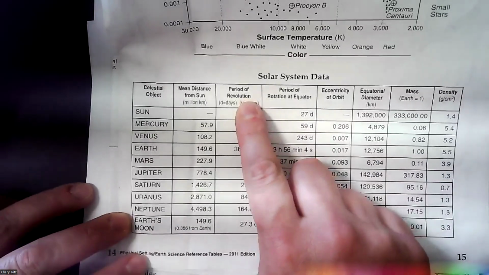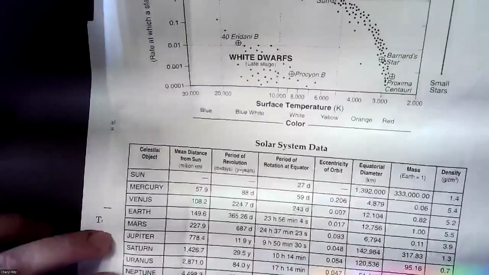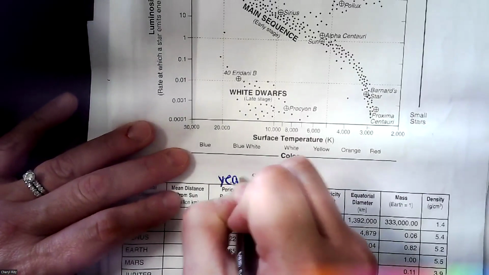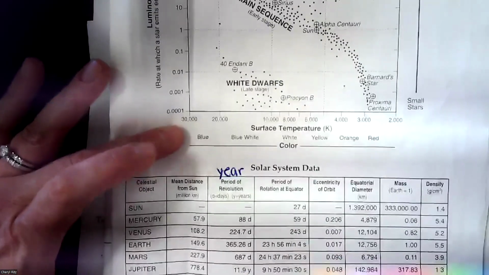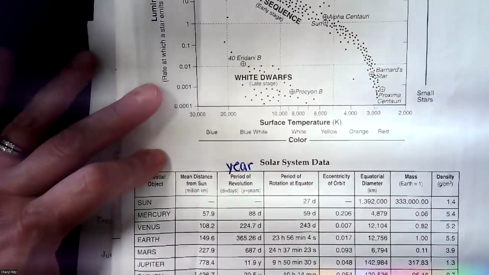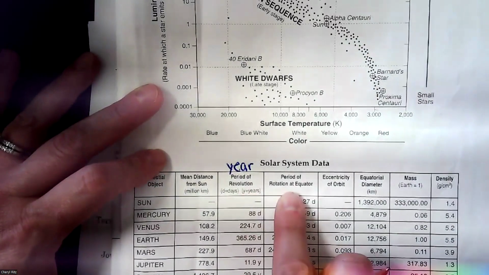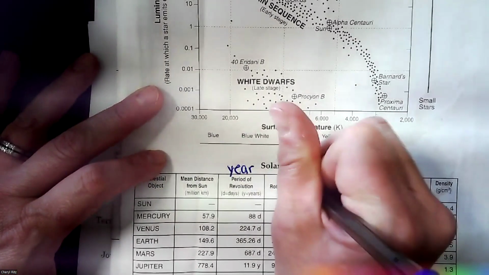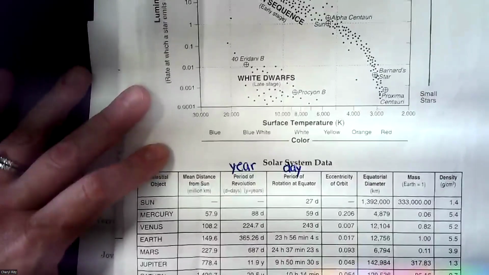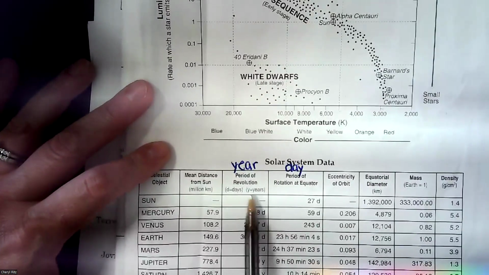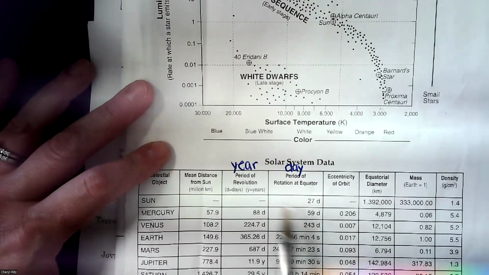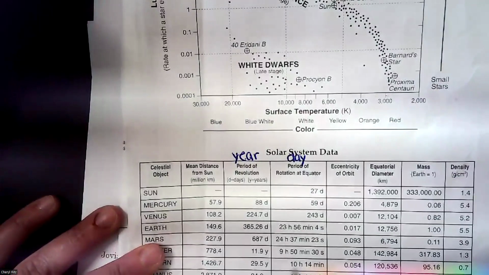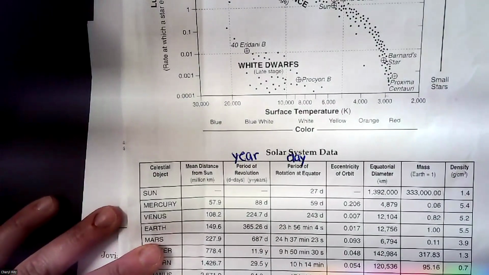Then they tell you the period of revolution. Now, in case you forgot, revolution is how long the year is. It's how long it takes the planet to go around the sun. And then they also include how long it takes for the rotation. So you might want to add that that's the day. Now, these are given in days and years. This one's given in days, minutes, and seconds, and hours, sorry. And by the way, those are Earth days.